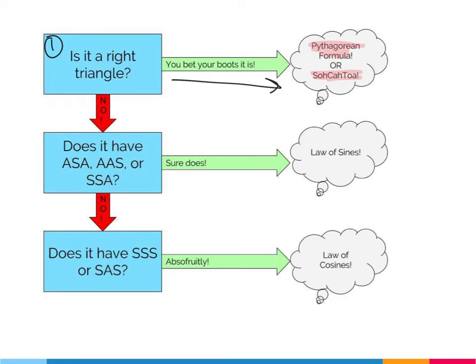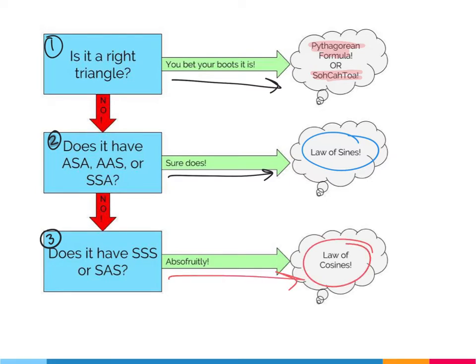If you determine it is not a right triangle, the next thing you're going to ask yourself is, does it have angle, side, angle, angle, angle, side, or side, side, angle? If it does, you're going to use the law of sines. If it does not have one of those, the next thing you're going to look at is, does it have side, side, side, or side, angle, side? If it does, then in that case, you're going to use the law of cosines.